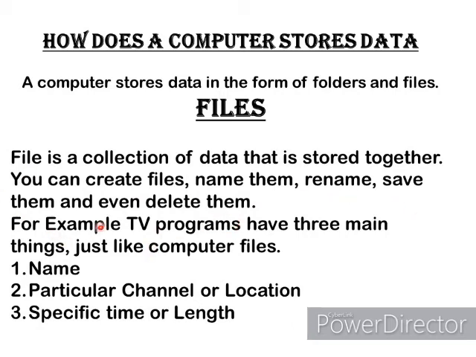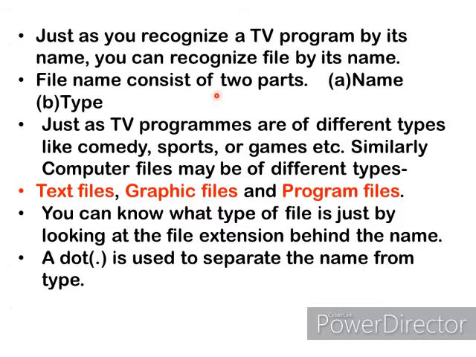For example, a TV program has three main things, just like computer files. First is the name: like a TV program, a file contains a name. Like a TV program is on a particular channel, a file has a particular location. Like a TV program has a specific time limit, like 30 minutes, a file can have a specific length. Just as you recognize a TV program by its name, you can recognize a file by its name.